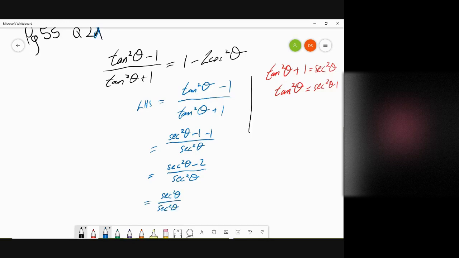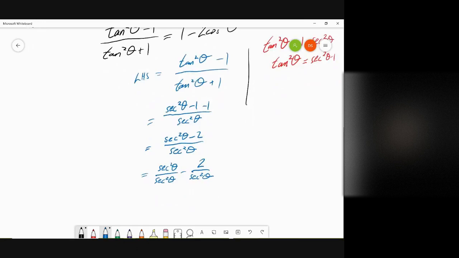But I can split the fraction like this. Can't I? Yeah. What can I simplify this fraction to? The first one. 1. And so now I have 1 minus, and what's 2 divided by sec squared? What's the opposite of sec on the bottom? Oh, 1 over cos. Yeah, so it's going to be 2 cos squared.